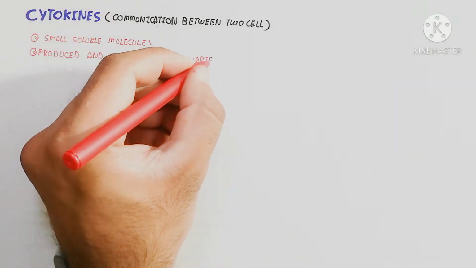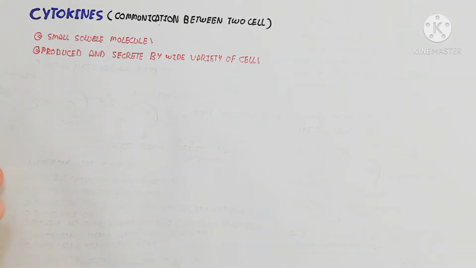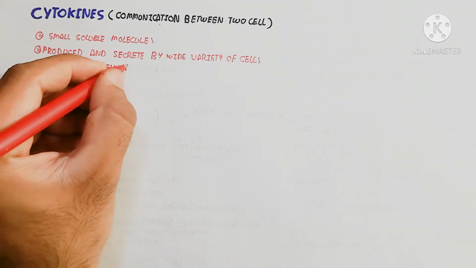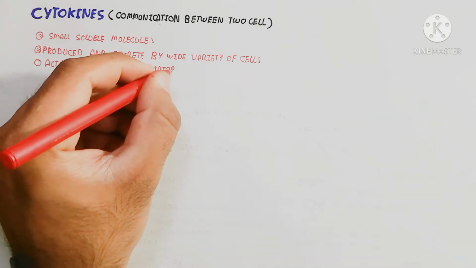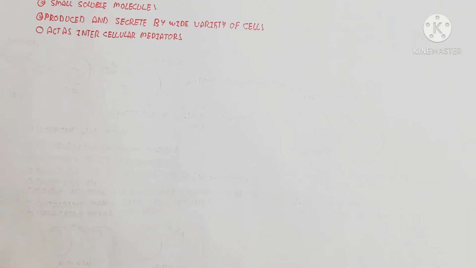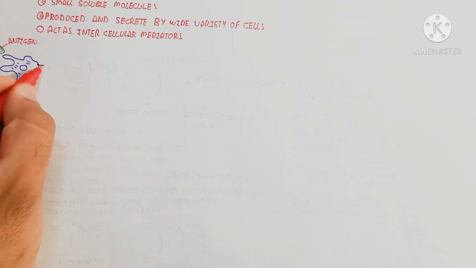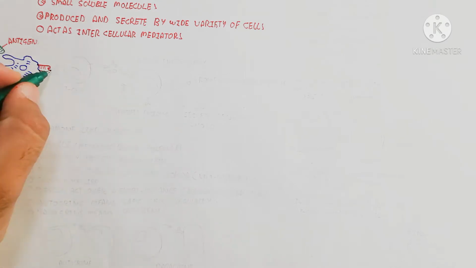A cytokine can act through paracrine signaling or autocrine. Autocrine means same-cell signaling, while paracrine means two different cells stimulate each other. So basically, cytokines are small soluble molecules produced and secreted by a wide variety of cells and act as intercellular mediators.